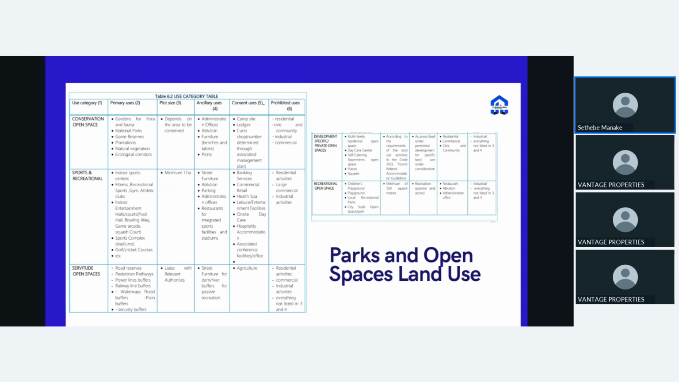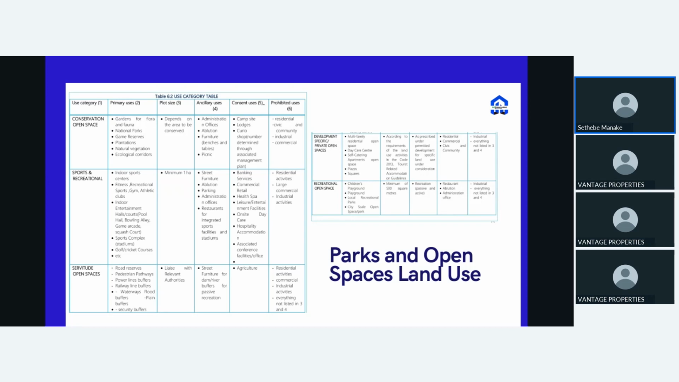Sports and recreational fall under parks and those things. This one covers indoor sports centers, the fitness center, entertainment, the sports complex, the golf course, that kind of stuff. It's also parks and open spaces. The prohibited uses are residential activities, large commercial and industrial activities.